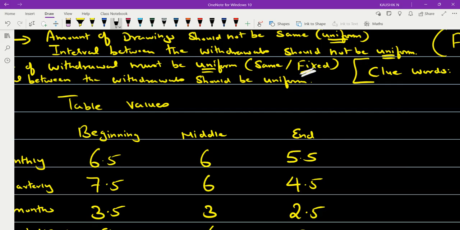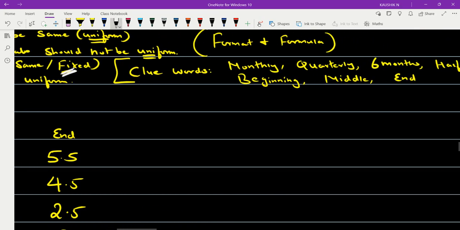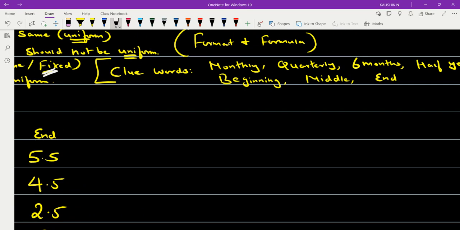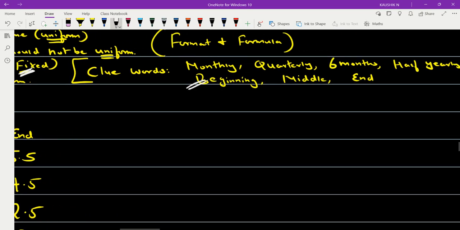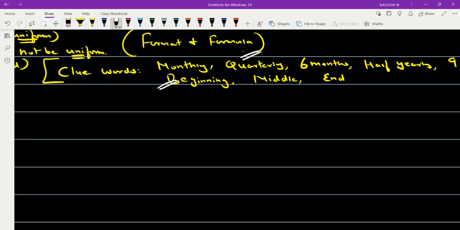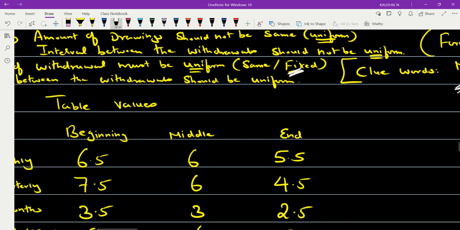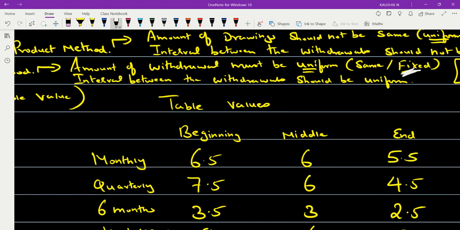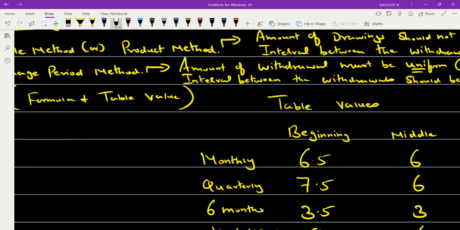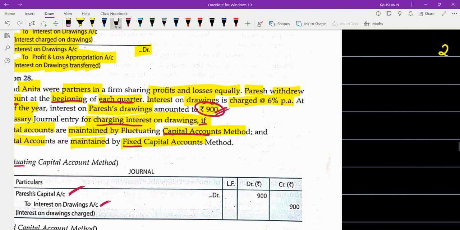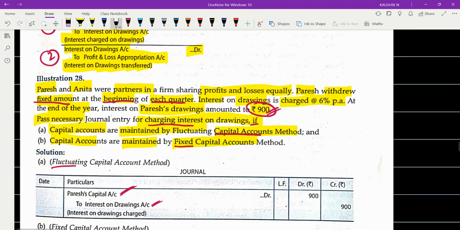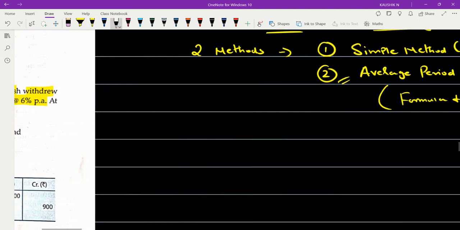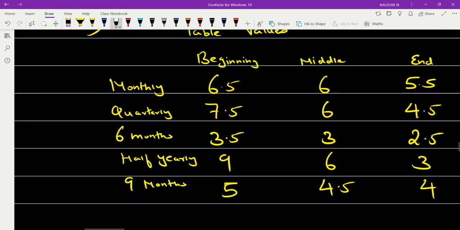And then for the withdrawal, the clue words we said were beginning, middle, and end; beginning has been marked, and it has also been marked quarter. Quarterly is nothing but quarter. So you have the word quarter, the word beginning, and also the words fixed value. All these match exactly. So we have used what method? Average period method. This is my second question. Now, one more question I said I'm going to ask you: you have come to the conclusion that you have used the average period method.